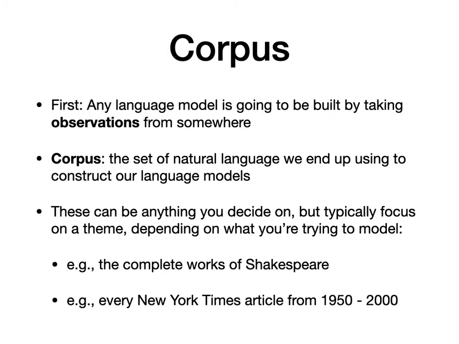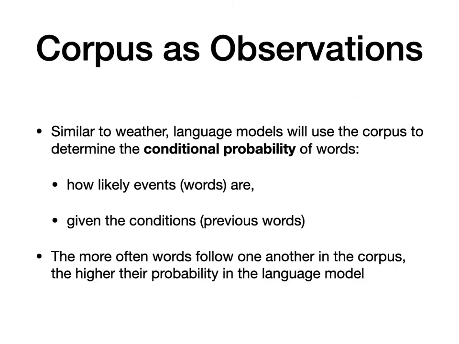Or like every New York Times article, right? A little more neutral, middle of the road, not much tone, a lot of informational stuff, just general discourse about public events. So we consider the corpus as the observations for our model. Similar to weather, language models are going to use that corpus to determine the conditional probability of words. So how likely the events, the words, are given the conditions, the previous words.